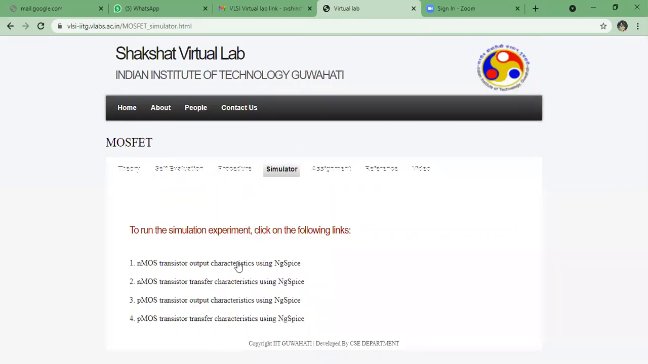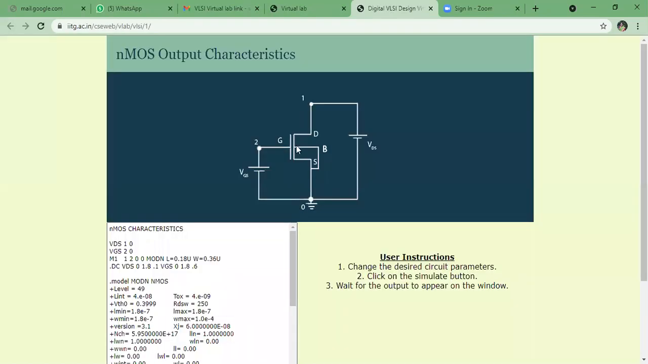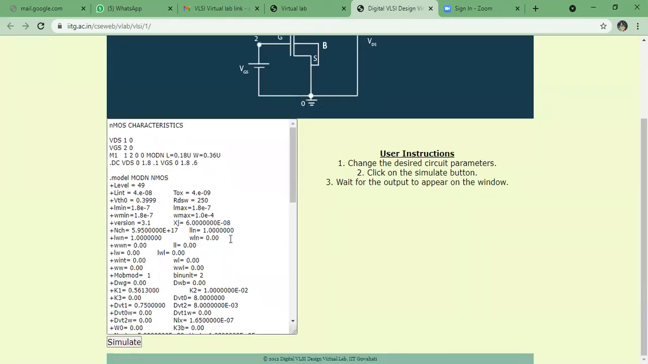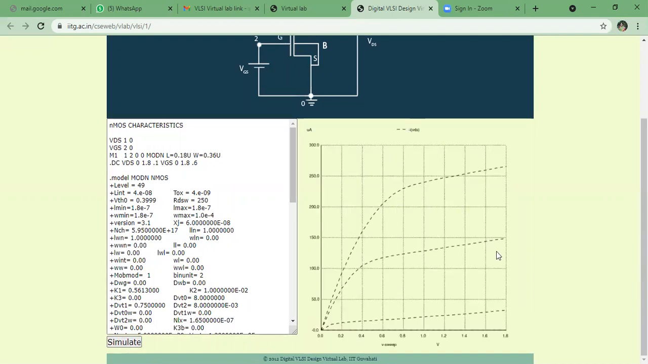First we will simulate the output characteristics. Here this is the VGS voltage, and this is the drain to source voltage. Again the same thing happens: when we slowly increase the voltage above the threshold, we get the output voltage. Let's simulate the characteristics. Now here we are getting the output characteristics.